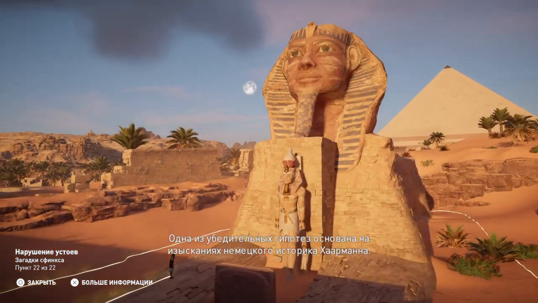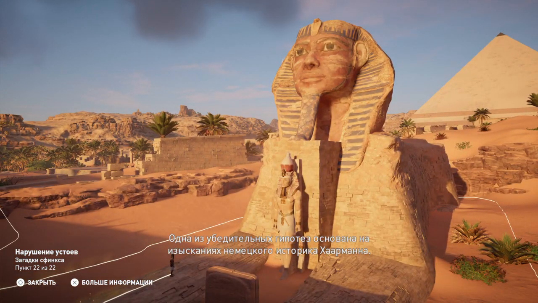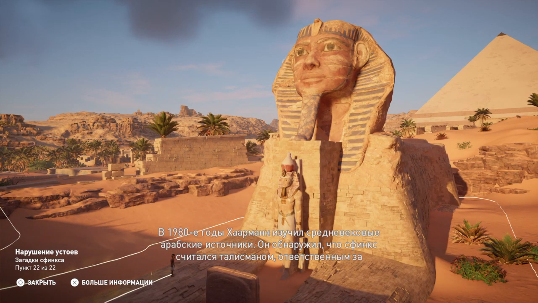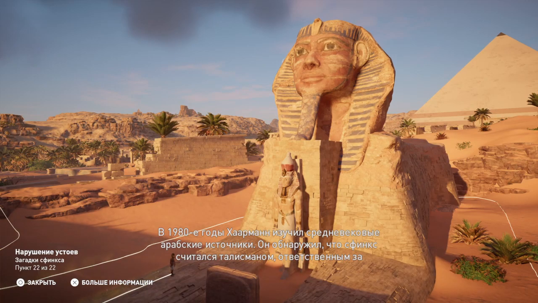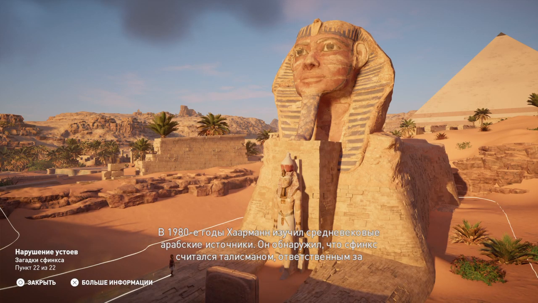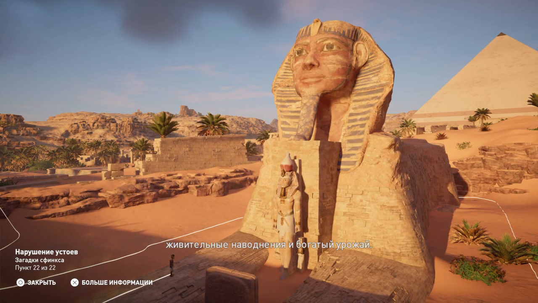The most plausible hypothesis is based on the research of the German historian Ulrich Harman. During the 1980s, Harman compiled medieval sources written by Arab authors. In doing so, he discovered that the Sphinx was once perceived as a favorable omen, a deity supporting sediment-nurturing floods and crops.